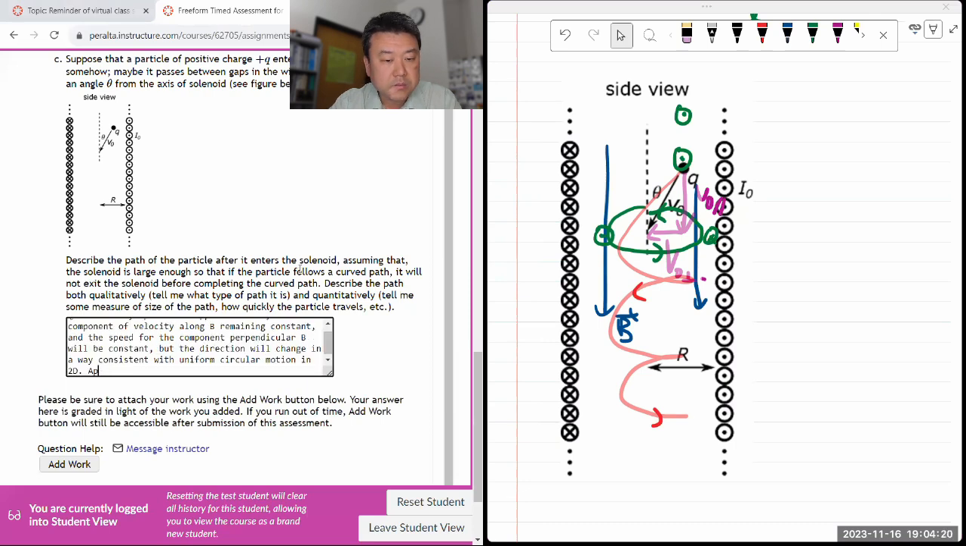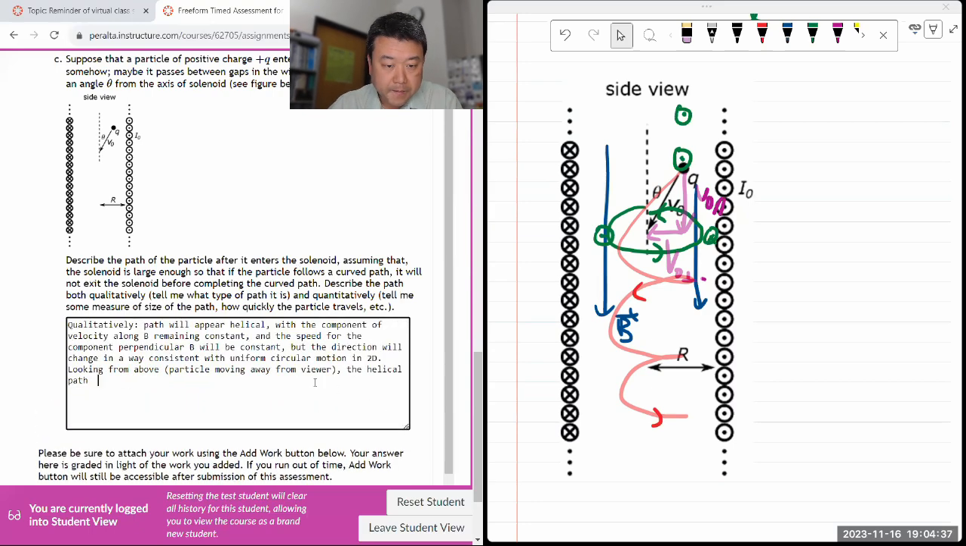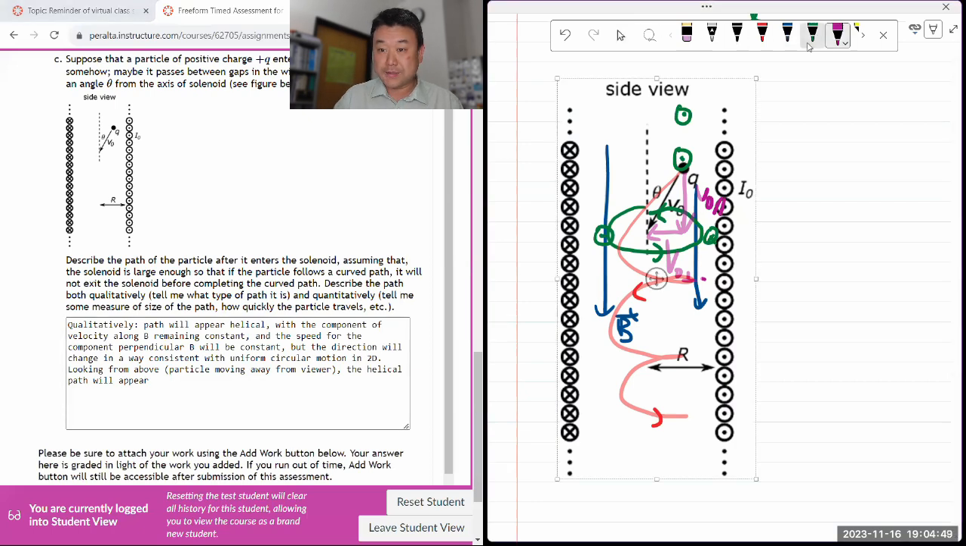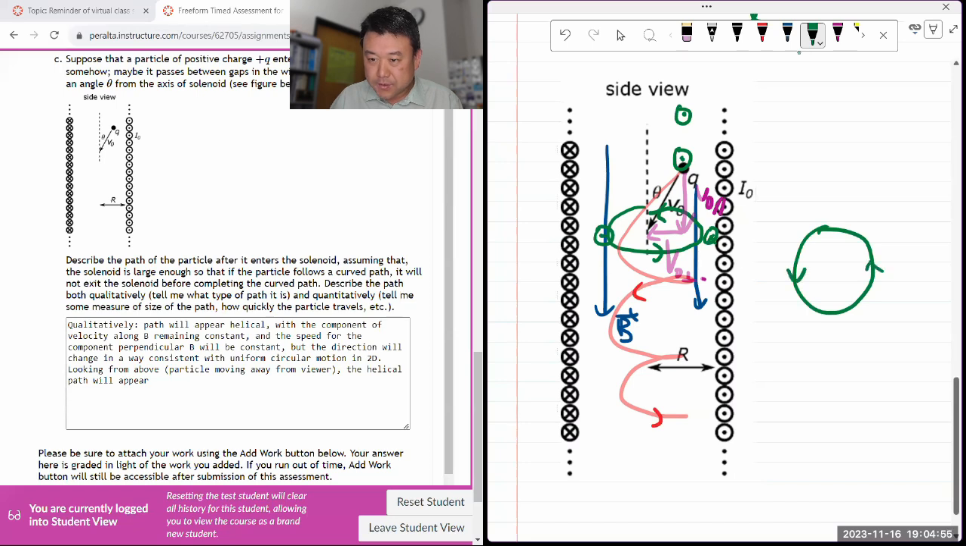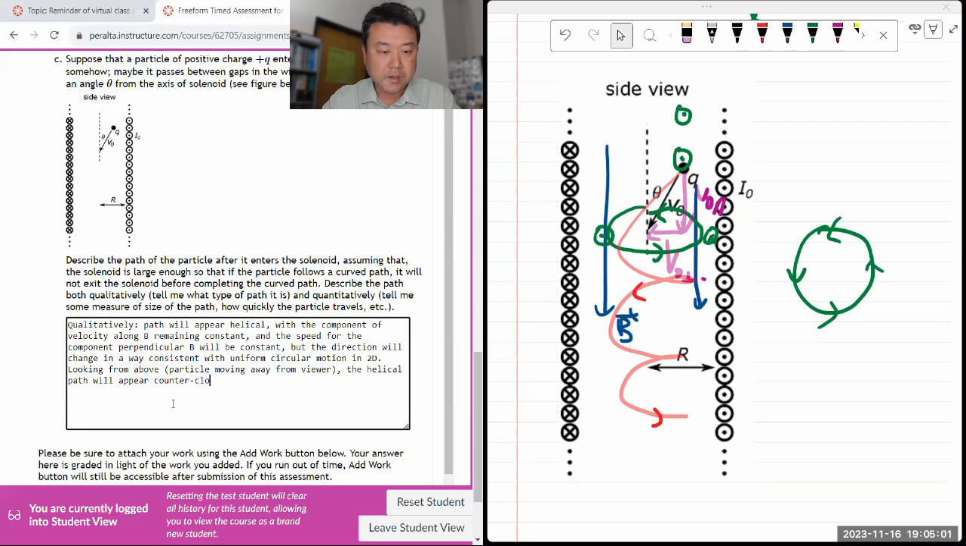Up here, looking from above, the helical path above, meaning particle moving away from viewer, the helical path will appear... Let's see. So that this is coming out of the page. Just imagining rotating this shape in your head. So looking at it from above, this will be this way, this will be that way, so it'll be counterclockwise. The helical path will appear counterclockwise.